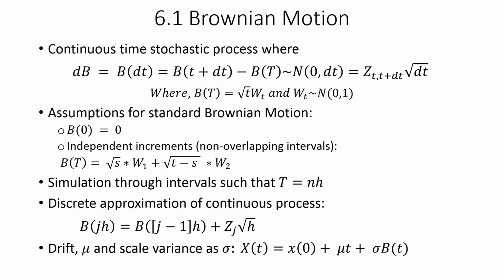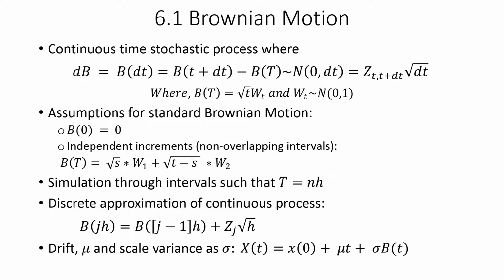When we look at standard Brownian motion, we assume that the first time, or dt, is equal to 0, and if we assume that the increments are independent, then we are taking the square root of s and t minus s, or two independent time steps, and multiplying those by the weights in order to determine our total Brownian motion.